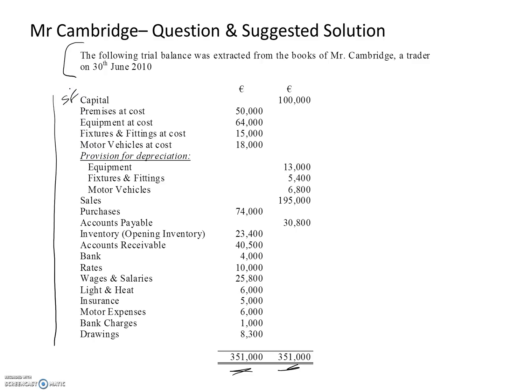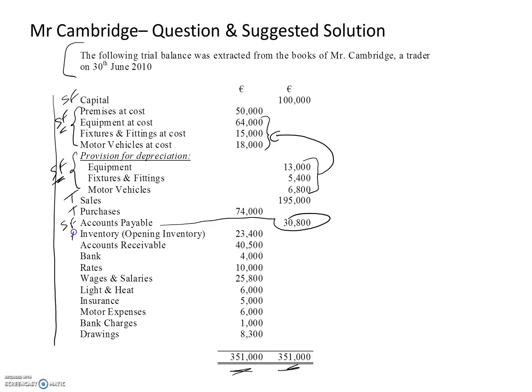So starting at the top, capital goes into the statement of financial position. The next 4 items there, they all go into the statement of financial position. Actually, they are our non-current assets. The next 3 items there also go into the statement of financial position, and these 3 items represent the depreciation on our non-current assets up to the beginning of this year. Sales and purchases go into the trading account. The accounts payable goes into the statement of financial position, and it is a current liability.